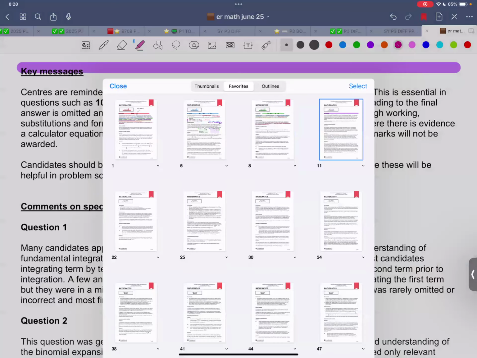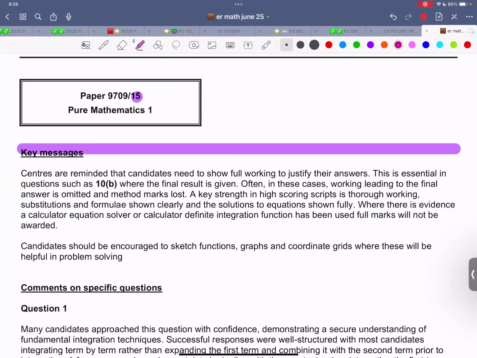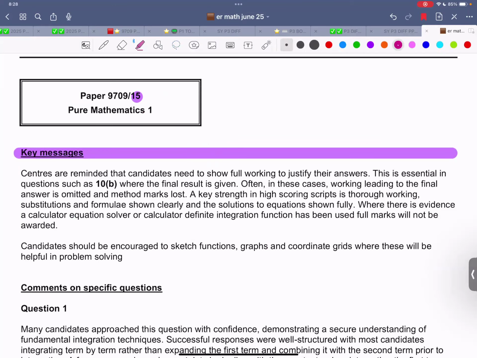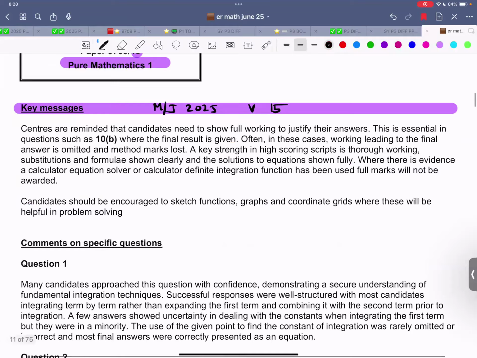And what's in variant 1.4? So now in variant 1.4, that is this thing, key message. And that is the purple one. That is Pure Maths 1. And let me write over here, this is May, June 2025, variant 1.5. Let's read the special stuff. Let me grab a highlighter first.